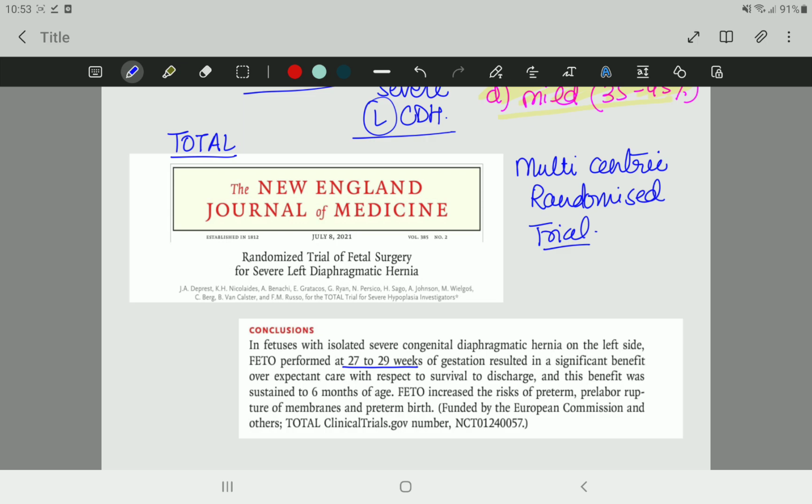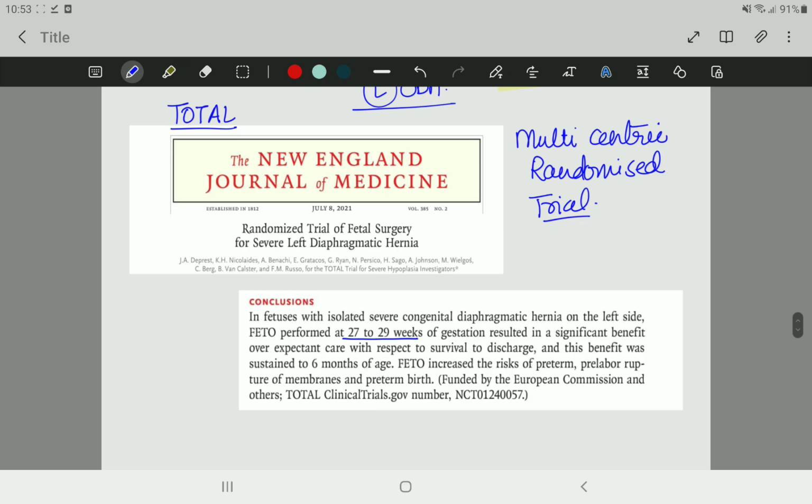And then it was found that there was an improvement in survival to discharge among the infants who underwent FETO, around 16 babies out of 40, that means 40%, compared to the expectant group where it was seen in only 6 babies out of 40. But they have also shown an increased risk of pre-labor rupture of membranes and preterm births in the group where FETO was done.